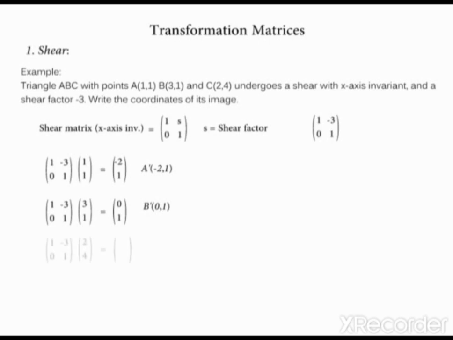Do the same with C. 1 times 2 plus minus 3 times 4 is minus 10. 0 times 2 plus 1 times 4 is 4. Therefore C has coordinates minus 10, 4.